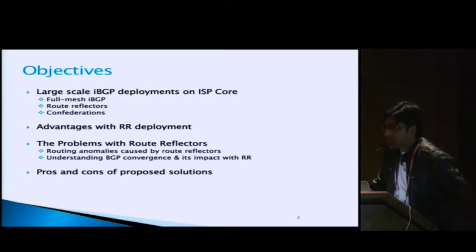So first, as part of the objective, we would like to go through what are the options available for the ISPs for large-scale deployments of internal BGP. Then we'll walk through what are the deployment models for route reflectors and what are the advantages for each of those deployment models. And we also would like to discuss some of the pros and cons of large-scale RR deployments.